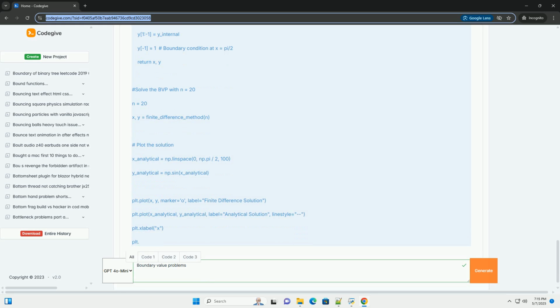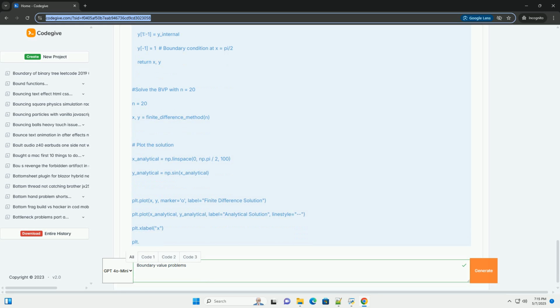Key improvements and explanations. Clear structure: the code is well structured with a function finite_difference_method that encapsulates the entire solution process. Boundary condition incorporation: the boundary conditions y(0) equals 0 and y(pi/2) equals 1 are now correctly incorporated into the system of equations. Since y(0) equals 0, we don't need to explicitly include it in the matrix equation. However, y(pi/2) equals 1 affects the right-hand side of the equation. Internal points: the code focuses on solving for the values at the internal grid points, excluding the boundaries, which simplifies the matrix setup.